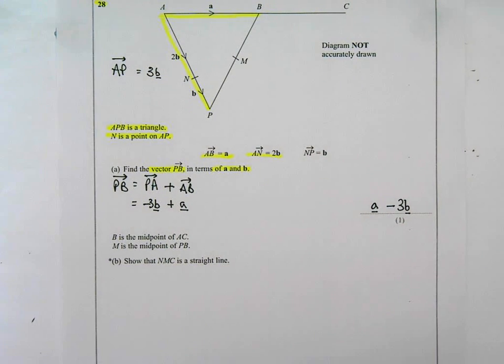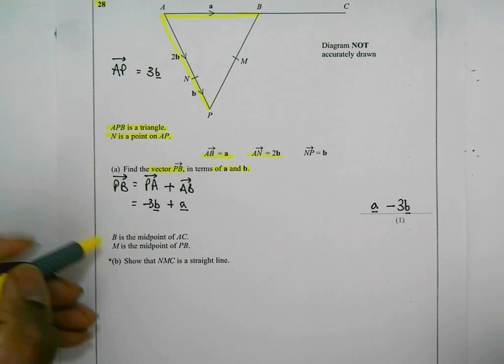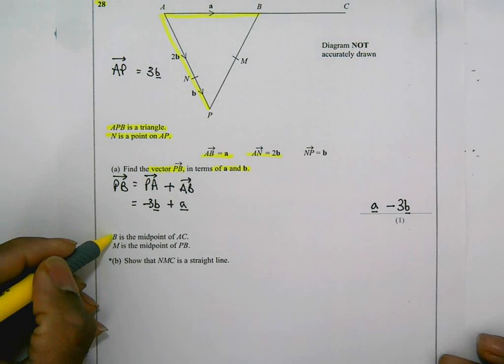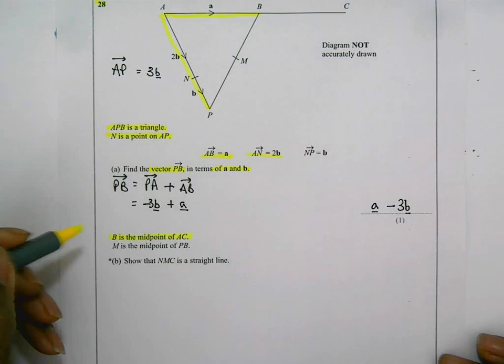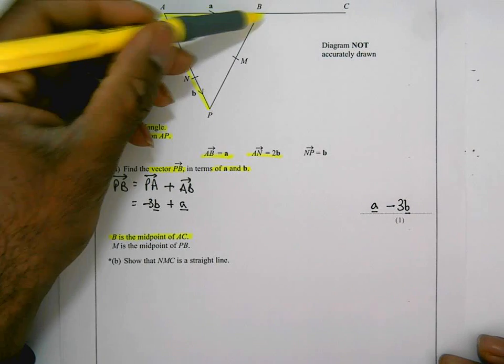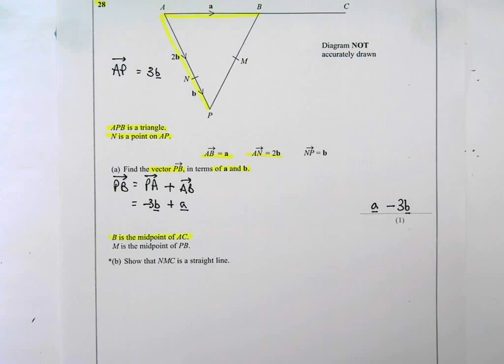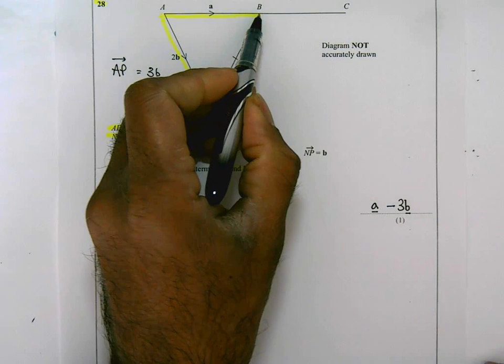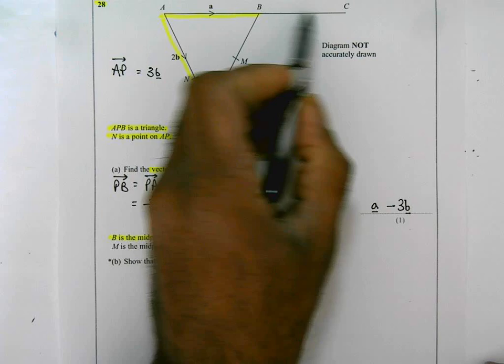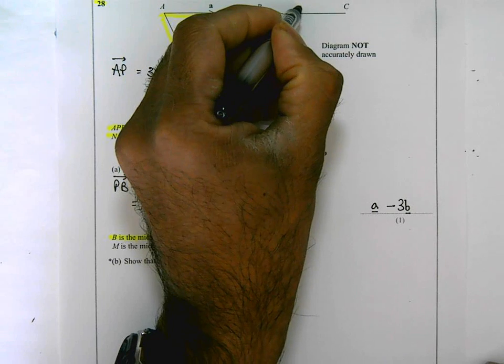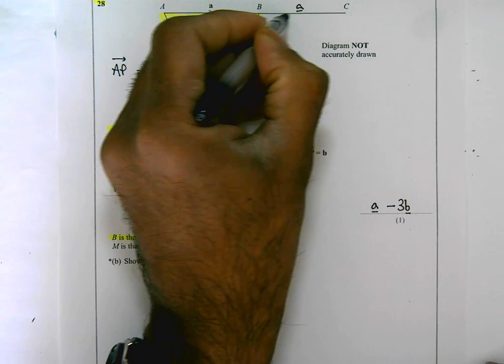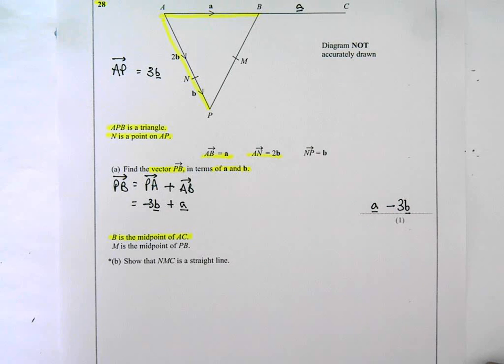Now part B, there's a bit of extra information here. It says B is the midpoint of AC. So B is the midpoint of A to C. What that tells me straight away is that if B is the halfway point of A to C, that means that this section here is also A. B to C is also A. I've written that in at the top there.